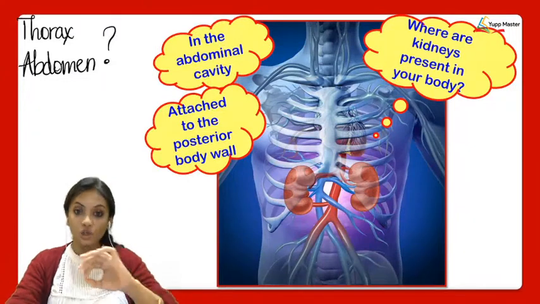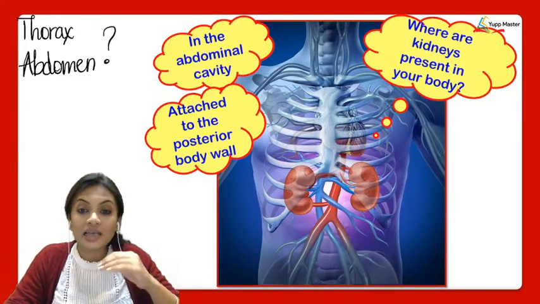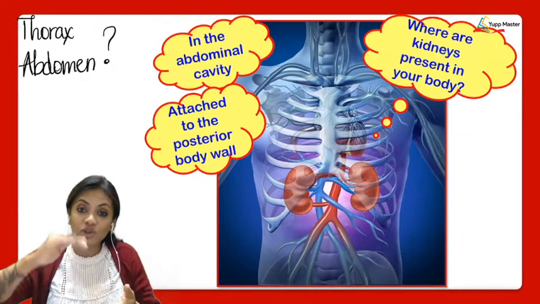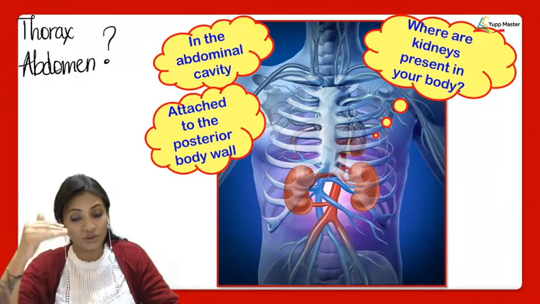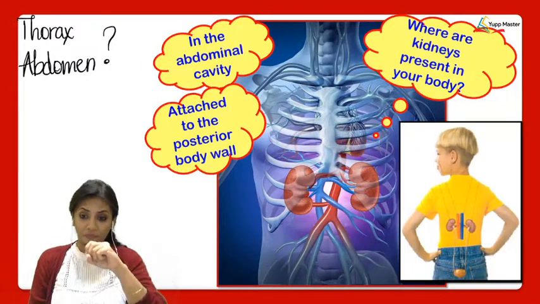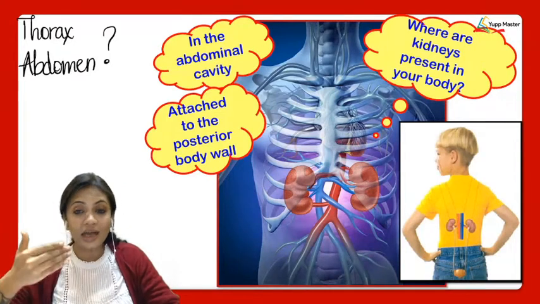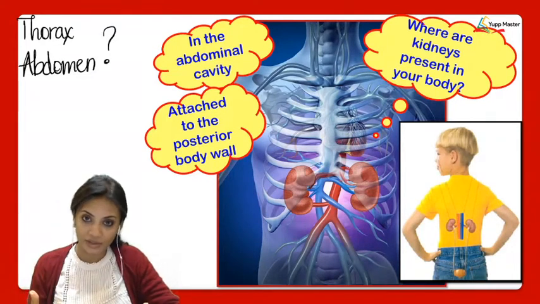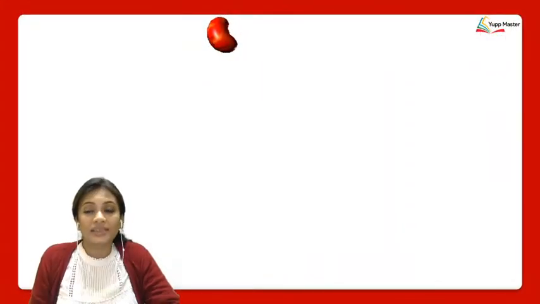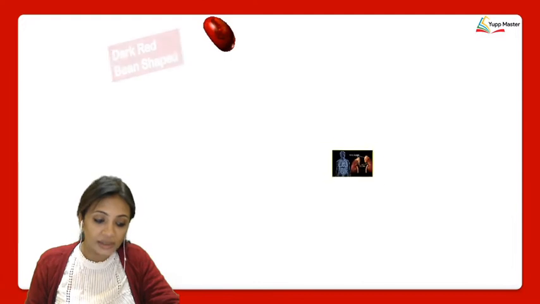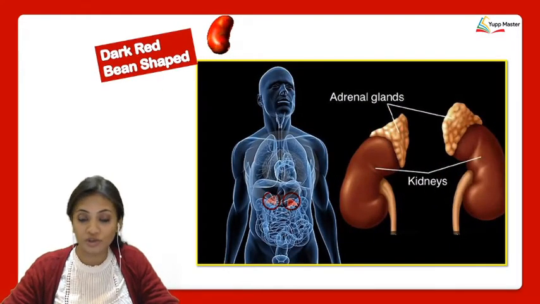Not only in the abdominal cavity, we also need to know that the kidneys are attached to the posterior. Posterior means from behind. They are attached to the posterior body wall. As you see in this diagram, very clearly, kidneys are placed behind the digestive system, attached to the posterior body wall. All right. Now, seeing the size and shape of a kidney, they are dark red and bean shaped structures.